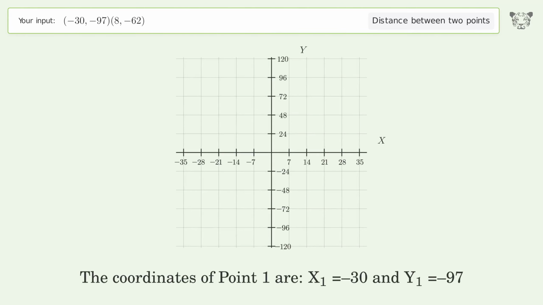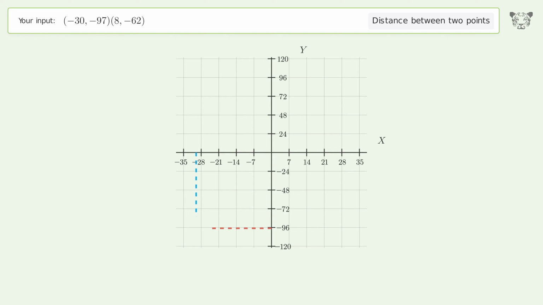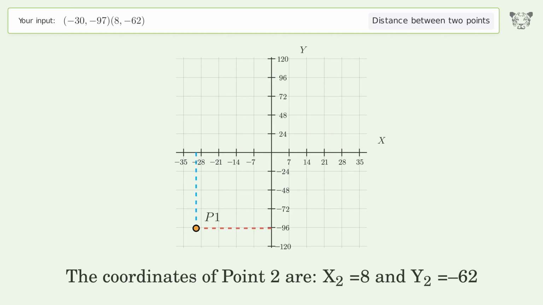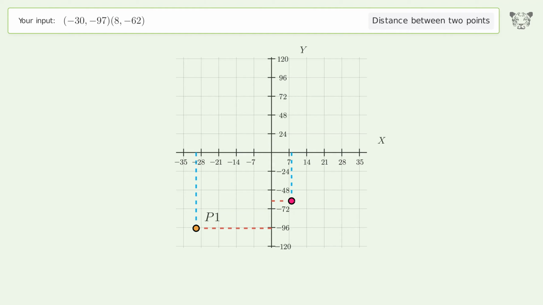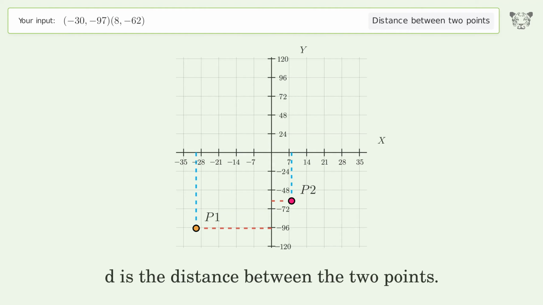The coordinates of point 1 are, x1 equals -30 and y1 equals -97. The coordinates of point 2 are, x2 equals 8 and y2 equals -62. D is the distance between the 2 points.